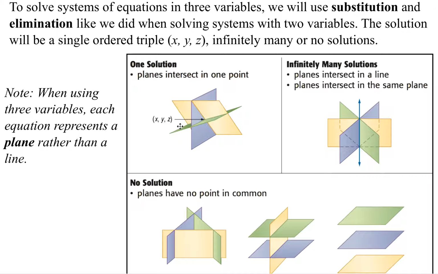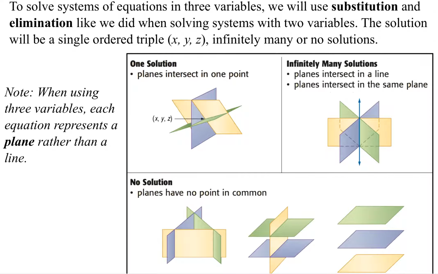So that's one possibility. Now we can also have a possibility where all three planes intersect, but their intersection forms a line, which you see in blue here. And so there's an infinite number of solutions there. There are a lot of x, y, and z coordinates on that line. So that's what it looks like graphically if we have infinitely many solutions.